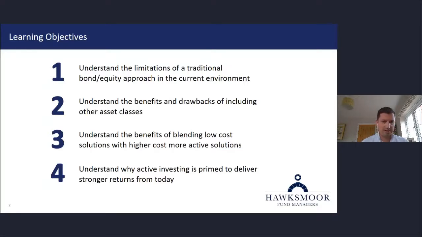And lastly, I want to spend a little time talking about how active investing within asset classes, bonds and equities, is primed to deliver very strong returns, although it's not guaranteed, from today after a few years of fairly lackluster performance from active managers.